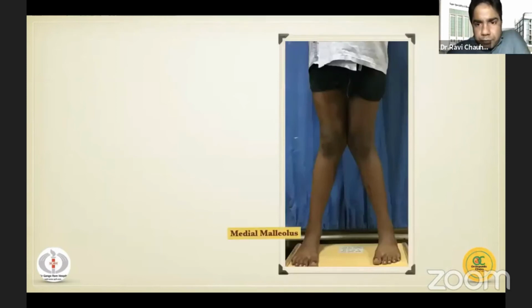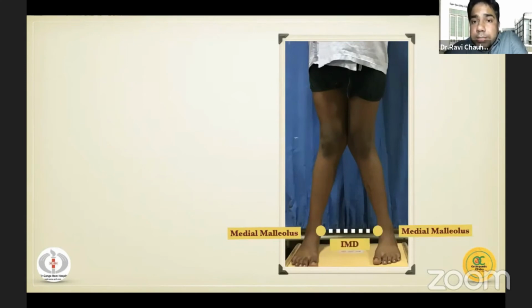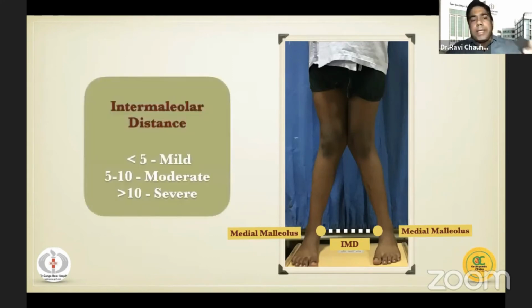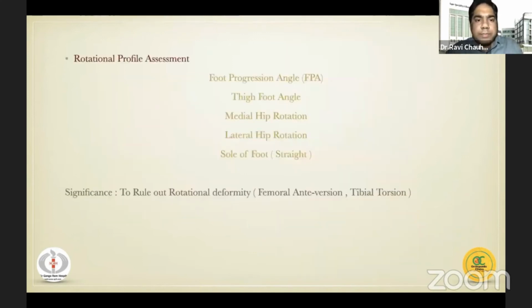Moving further, mark both for the intermalleolar distance. Mark both the medial malleoli, this and this. The distance between these two is the intermalleolar distance. The tibiofemoral angle and intermalleolar distance are very important for the evaluation of genu valgus. In certain books, there is a classification of the severity of deformity based on intermalleolar distance like this: less than 5, it is mild; 5 to 10, moderate; more than 10, severe.